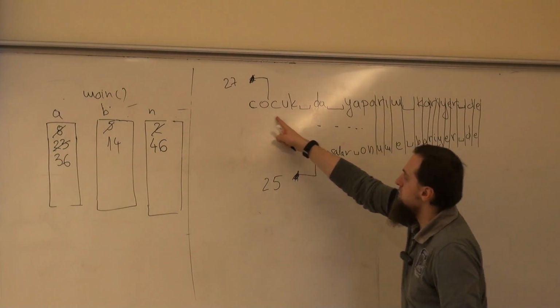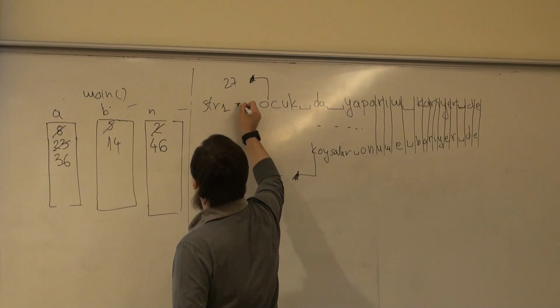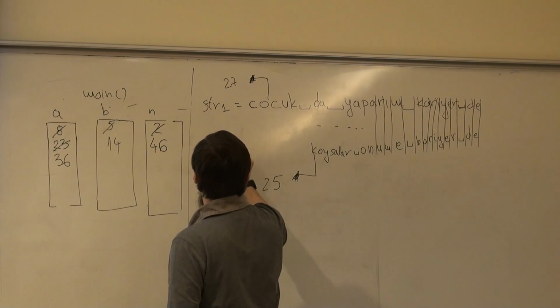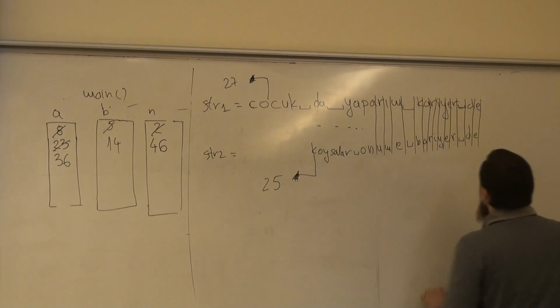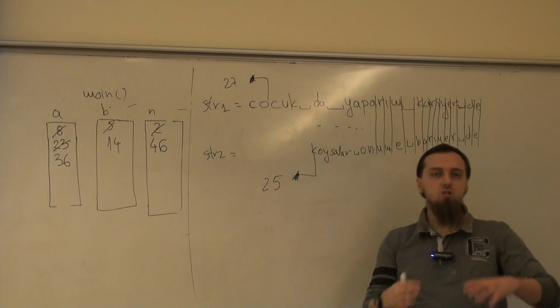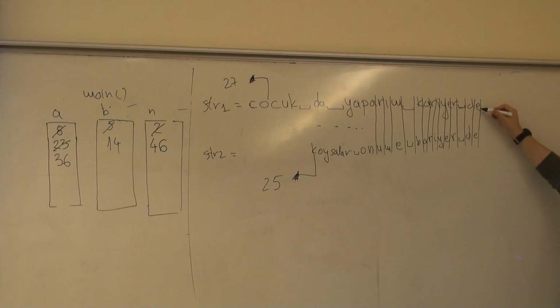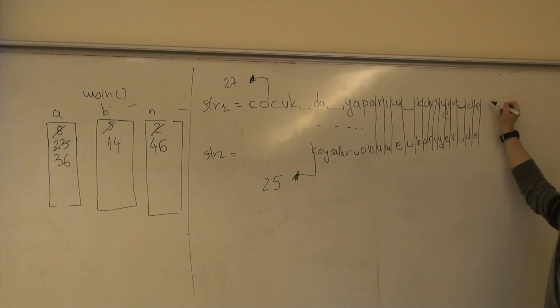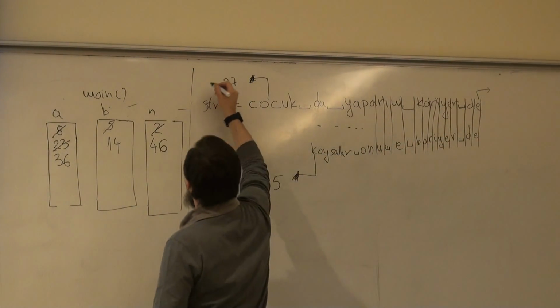So the first string, let me call it str1, has 27 characters, and the second string, let me call it str2, has 25 characters. We start from the end and check the uninterrupted sequence of matching characters. So, what's the index of this guy here for the first string? It's 26, exactly.